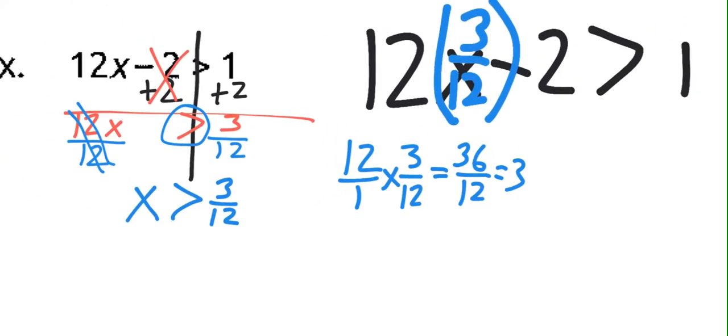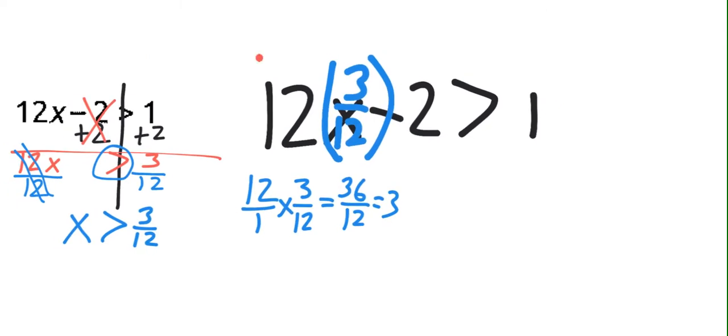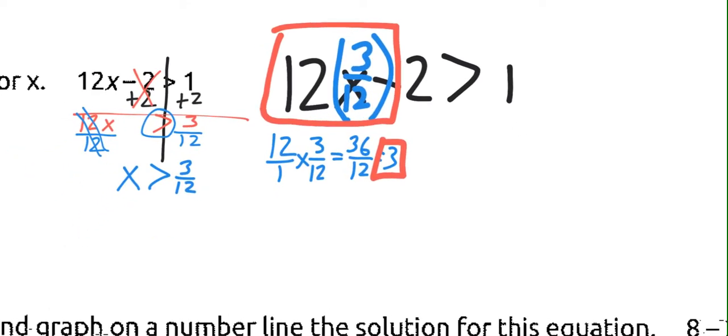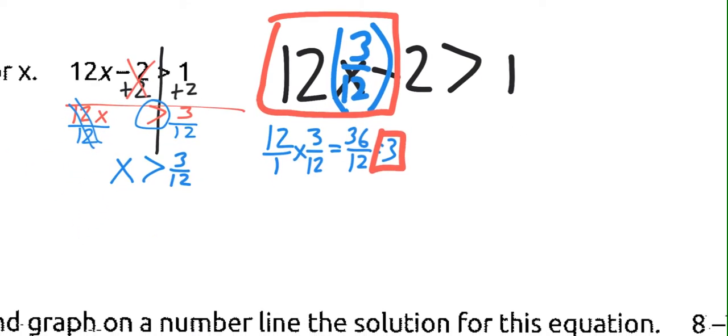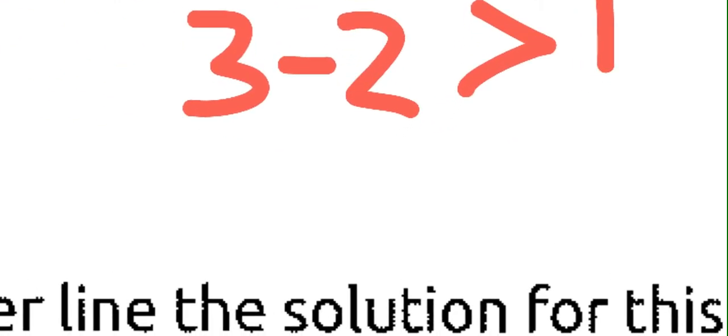So I need to make it really clear what has happened here, because I know this is kind of difficult to read: I just took these and multiplied them, and now I have 3. So I'm going to go ahead and rewrite this because that got real sloppy. I now have, on the left side, 3 minus 2 is greater than 1. So 3 minus 2 is 1. And I have my greater than symbol. And I have 1 is greater than 1.